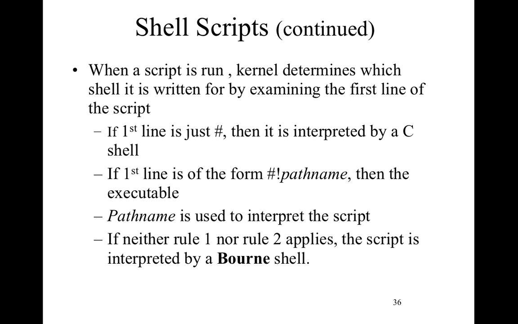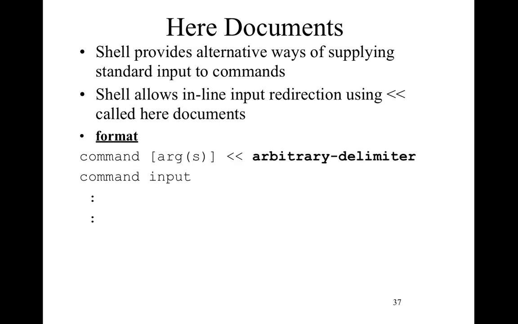It's not bad. So the path name is used to interpret the script. And if neither Rule 1 nor Rule 2 applies, the script is interpreted to be a Bourne shell. Now it's the bash, or excuse me, it's Bourne, which is the more default one. I keep thinking bash because that's what the Mac uses, but you can actually change your shell. It doesn't have to be bash.